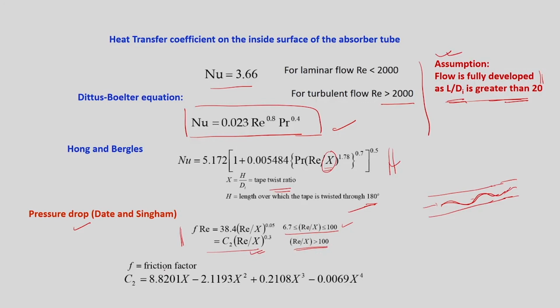So this C can be calculated by using this expression. x is known to us from here, and if we apply it here, we will get C2. Once we know C2 and Reynolds number is known to us, then we can calculate f, which is the friction factor. Once we know the friction factor, we can calculate the pressure drop. So this is 4 f L V squared by 2g. That way we can calculate the pressure drop.